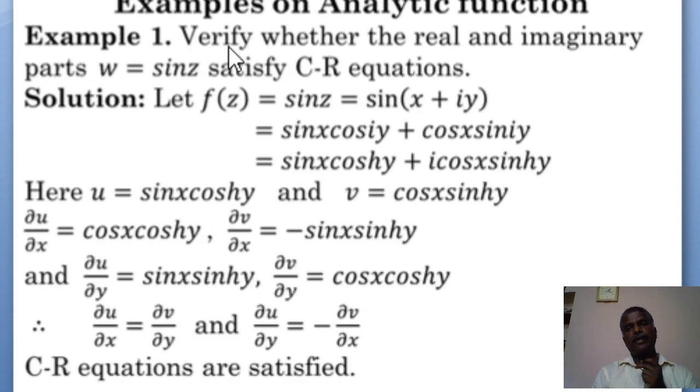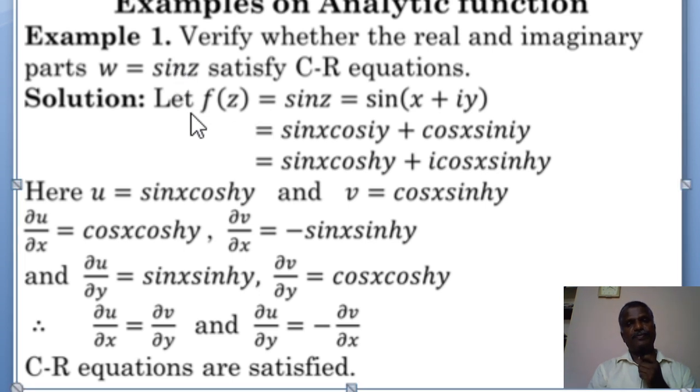First example: verify whether the real and imaginary parts of w equal to sin z satisfy CR equations. So you have to verify the CR equations, that is dou u by dou x is equal to dou v by dou y, and dou u by dou y is minus dou v by dou x. Let us find u and v. To verify CR equations, we have to find the real and imaginary parts u and v. For that, we substitute z is equal to x plus iy.